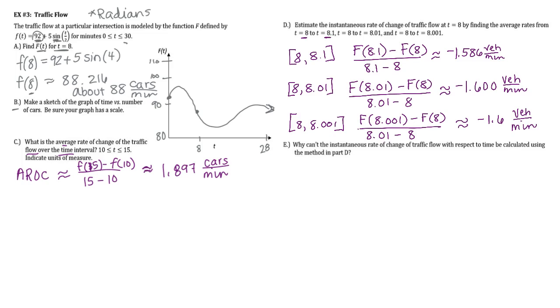Okay, now look at part E. Why can't instantaneous rate of change of the traffic flow with respect to time be calculated using the method in part D? And so that's going to be because you would end up dividing by 0. So here the statement division by 0 occurs.